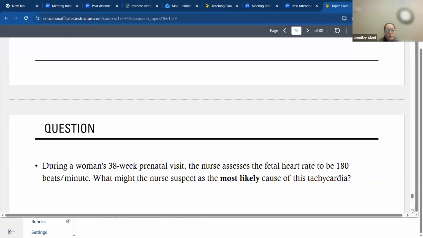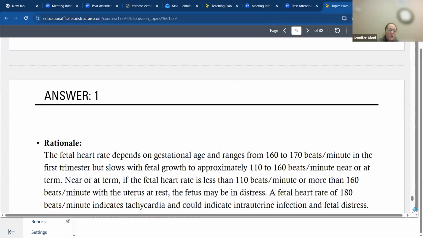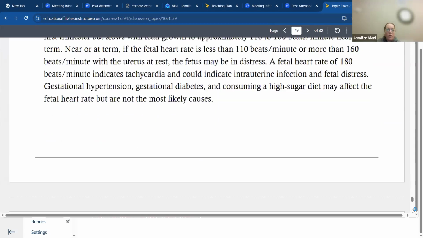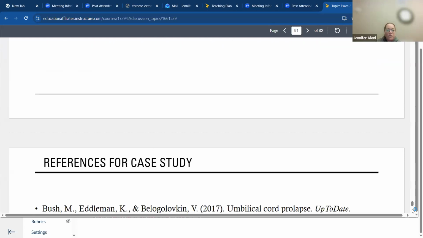Rh positive. All right, during a 38-week prenatal visit, the nurse assesses the fetal heart rate to be 180 beats per minute. What does she think might cause tachycardia? 1. Infection. Yeah, infection is usually going to cause elevated heart rate on the baby. So make sure if you see something like that, you do worry about that, okay? And a topic we talked a little bit about.